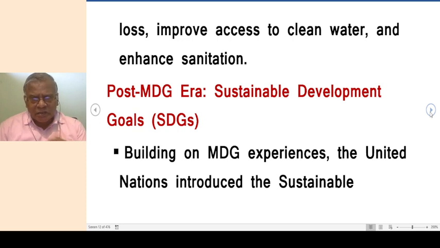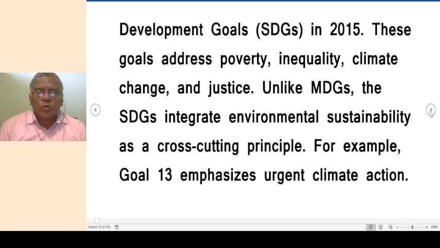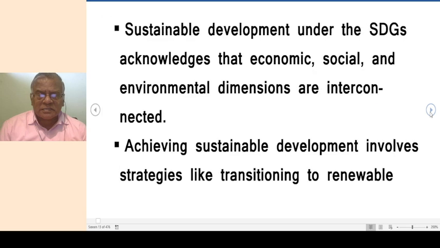Post MDG era, they are called Sustainable Development Goals, SDGs. Building on MDG experiences, the United Nations introduced the Sustainable Development Goals in 2015. These goals address poverty, inequality, climate change and justice. Unlike MDGs, the SDGs integrate environmental sustainability as a cross-cutting principle. For example, Goal 13 emphasizes urgent climate action.